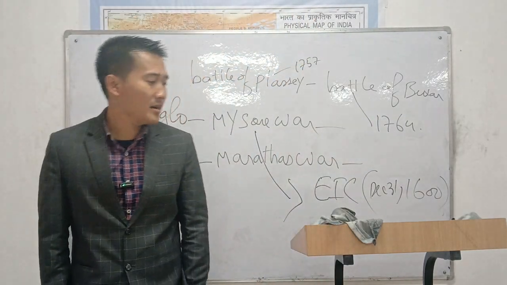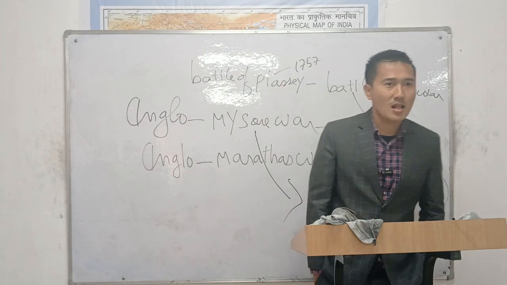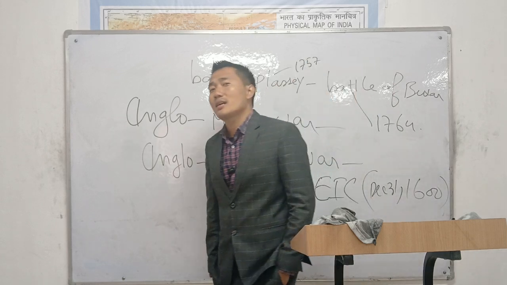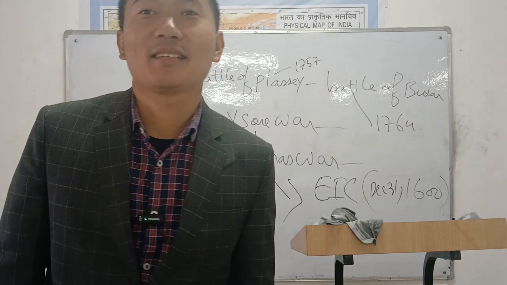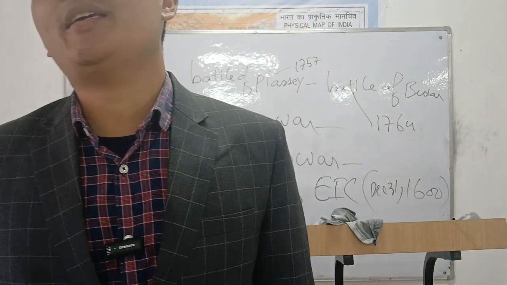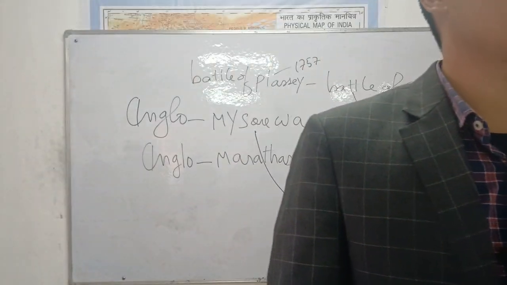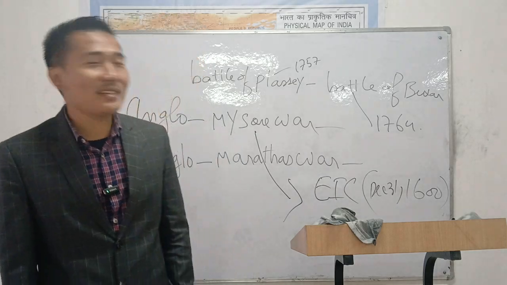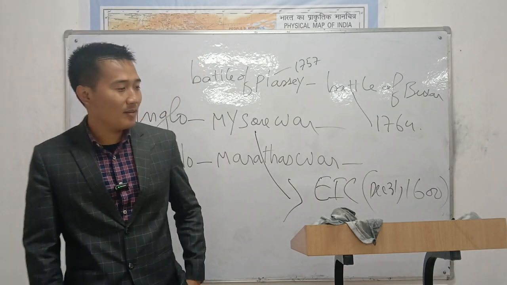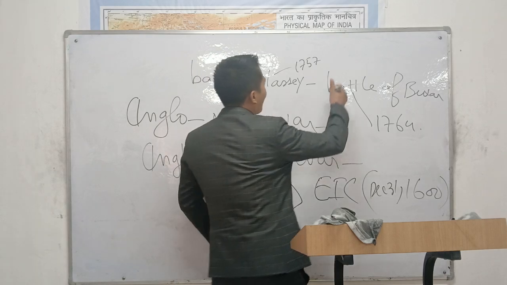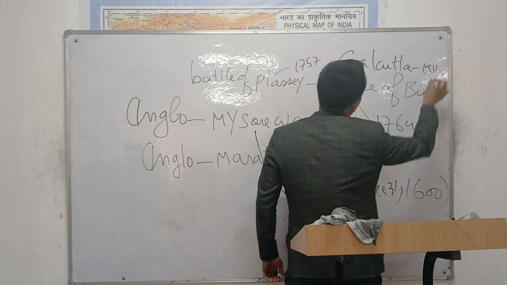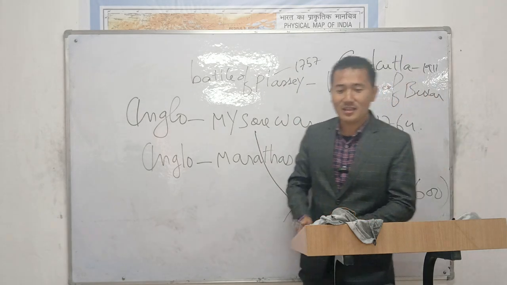And remember, their capital city was Calcutta, till 1911. The British made Calcutta the capital, and only in 1911 was it shifted to New Delhi. Now New Delhi is the capital of India, but till 1911 it was Calcutta, now known as Kolkata. I like this city. This is the city I studied in.